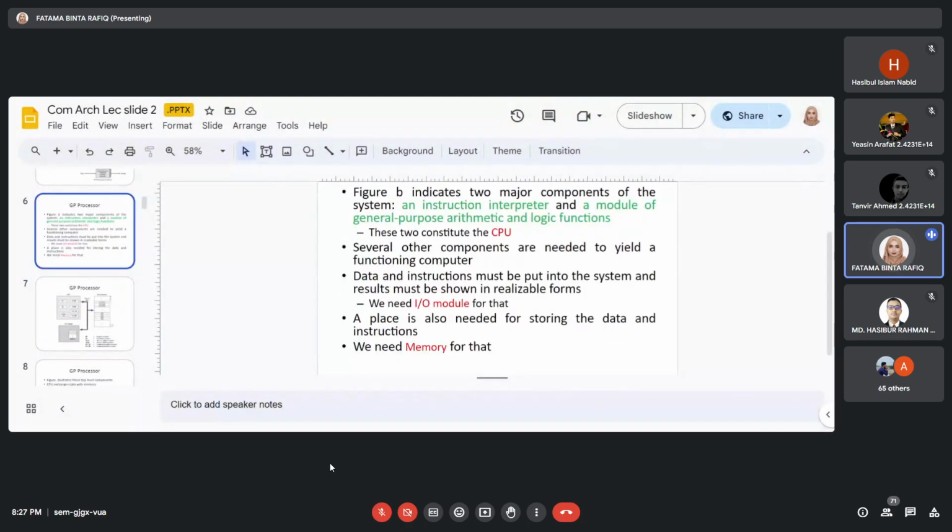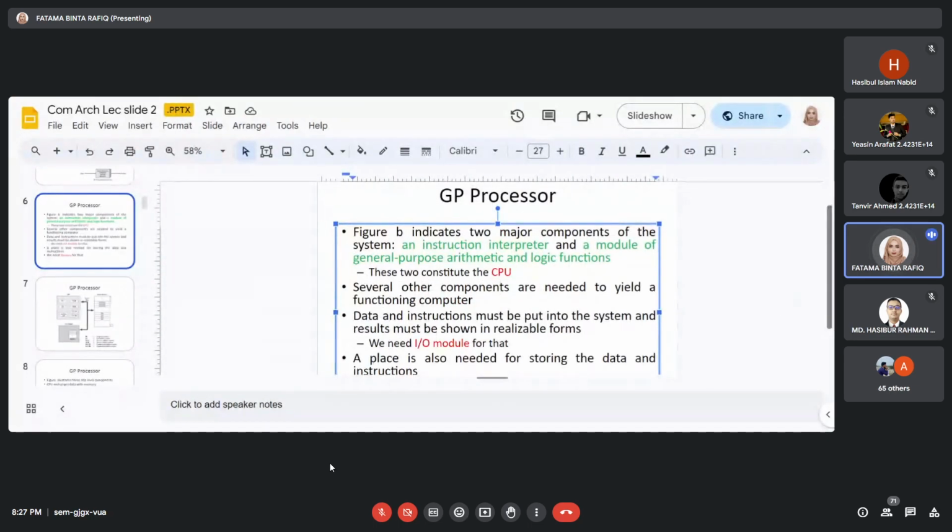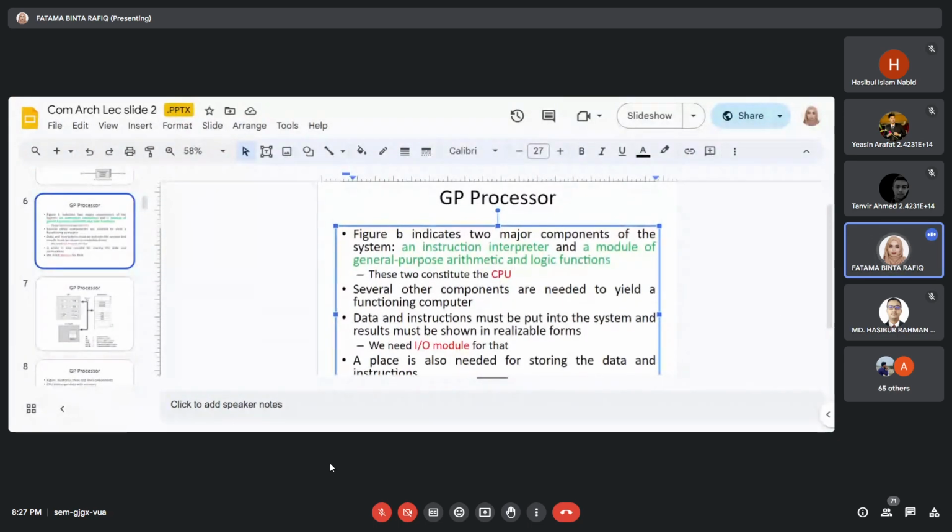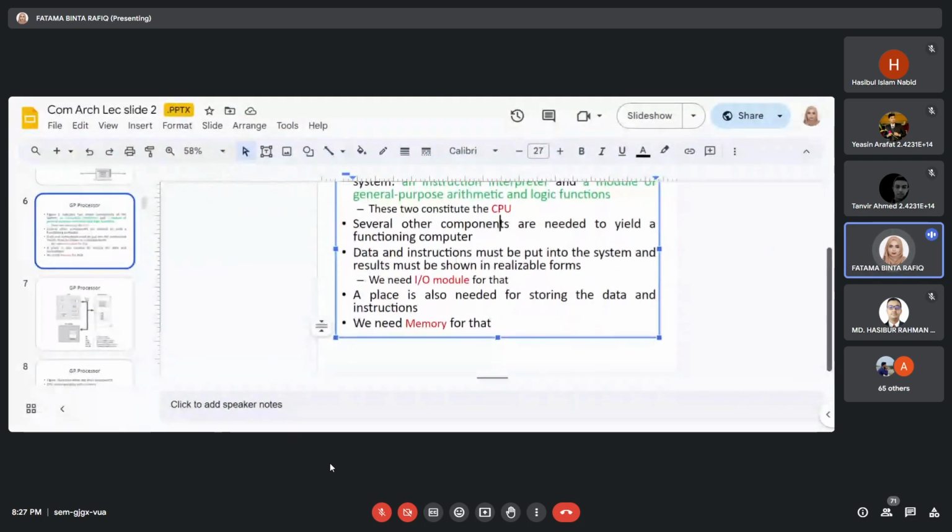So figure B indicates two major components of the system: an instruction interpreter and a module of general purpose arithmetic logic unit. Several other components are needed to make a functioning computer. Data and instructions must be put into the system and results must be shown in a realizable form, and for that reason we will use the IO module. A place is also needed for storing the data and instructions, that's why we need memory.